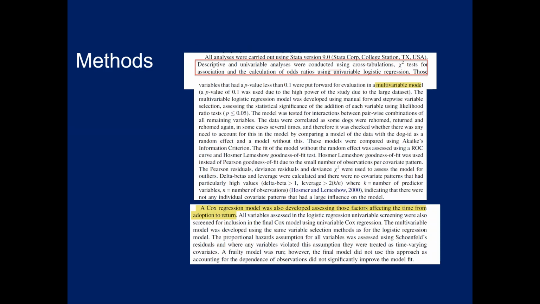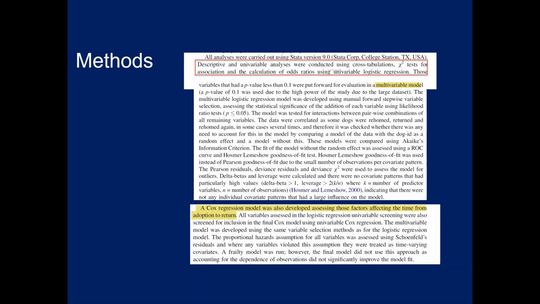But it starts by saying we did descriptive and univariate analysis conducted using crosstabs, that x squared is a chi-squared, and we calculated odds ratios. So this is really a fancy way of saying, when we say univariable analyses, that we looked at the relationship between each variable on its own and the outcome.